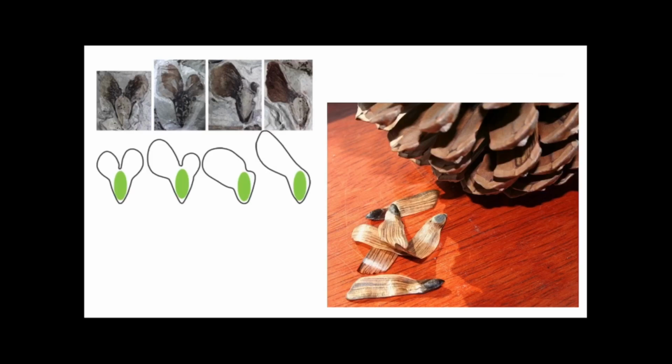On the top left, you can see several different fossils representing different kinds of gymnosperm seeds through evolutionary time. Below them, you can see some illustrations to show you more clearly their shape. On the right are modern gymnosperm seeds. These seeds are from a pine tree.